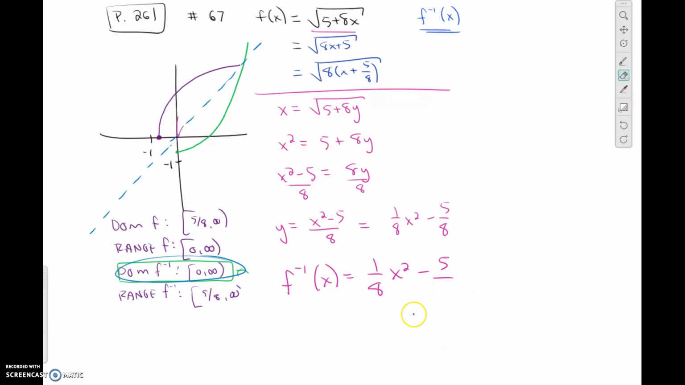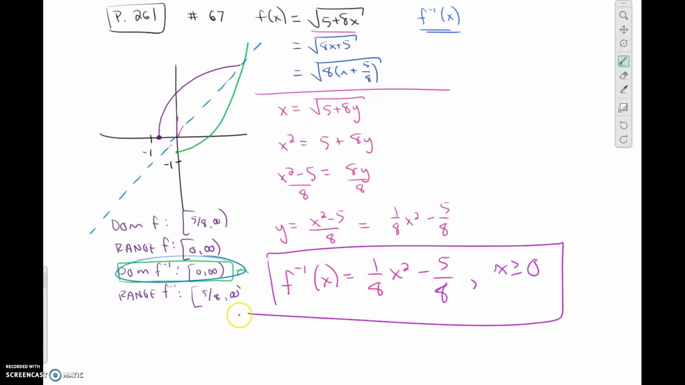sorry, I'm having a hard time with my pen. Come on, why is it not writing? I need to add a restriction that says x has got to be greater than or equal to 0. Okay? It's one of those tough ones, but this is a testable type of question for the test.